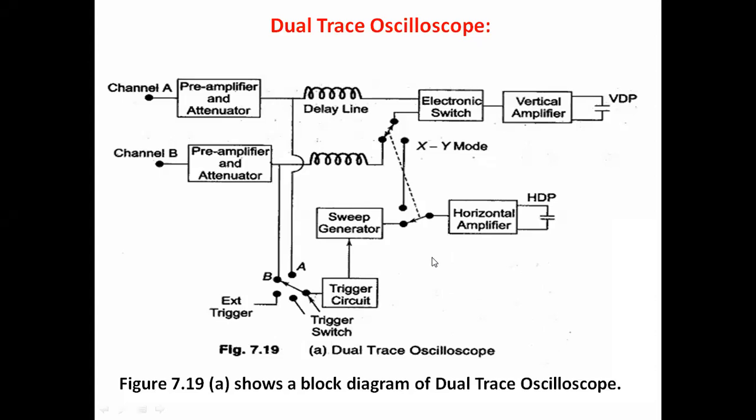Okay, so this is the two channels: channel A and channel B. And here we have the vertical amplifier and horizontal amplifier. Here we have the sweep generator, and this sweep generator produces the output signals. And here we have an electronic switch. This electronic switch has a certain chopping frequency, and according to that chopping frequency, it will connect channel A and channel B.